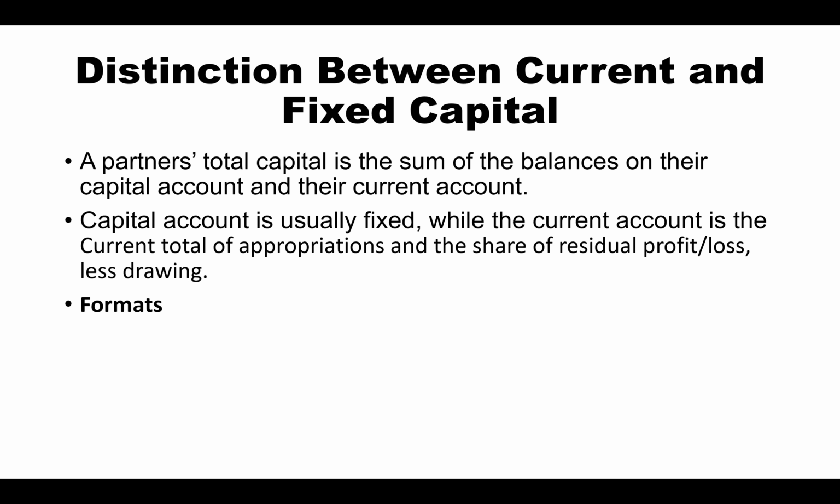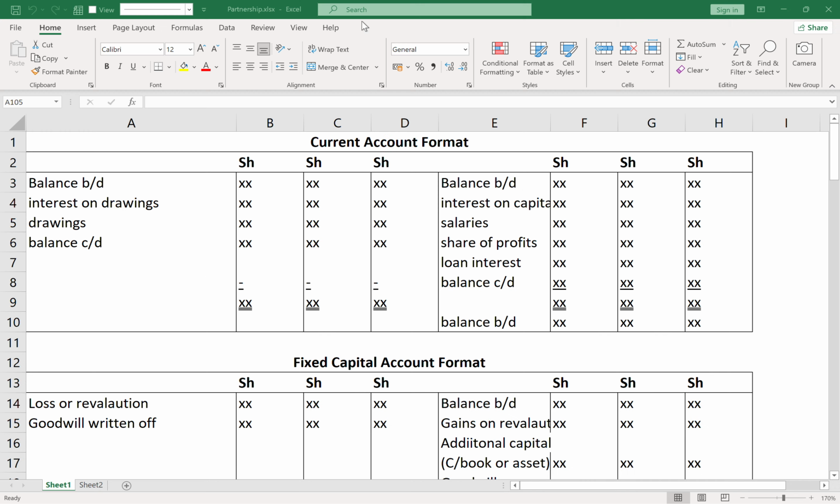So these are the distinctions between a current and a fixed capital account. The capital account is usually fixed, while the current account involves all the total appropriations and the share of residual profits, less the drawings. So let's look at the formats of both.